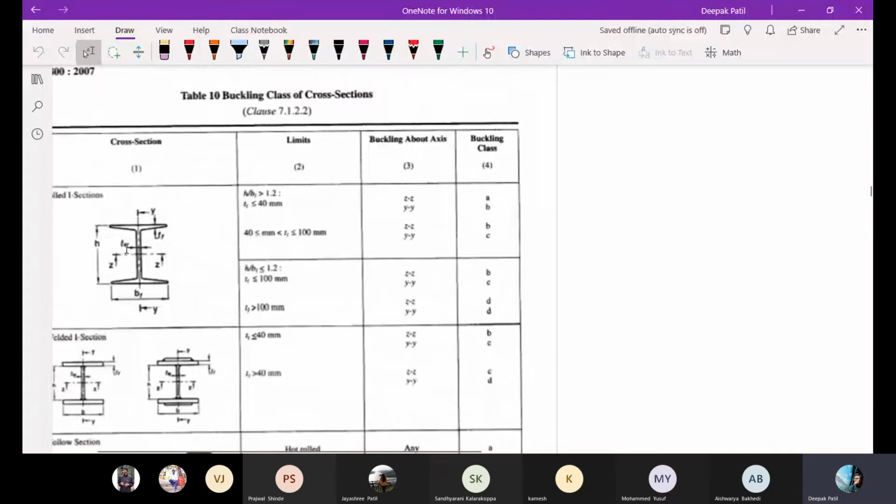You are actually looking into rolled sections. So you have to see this. If you see here, your H by B is less than or equal to 1.2 and thickness of flange is less than 100 mm. So this will not come into picture, right? Then in this case, along major axis, you have to refer curve B, that is table 9B, and along minor axis, you have to refer curve C, that is table 9C.